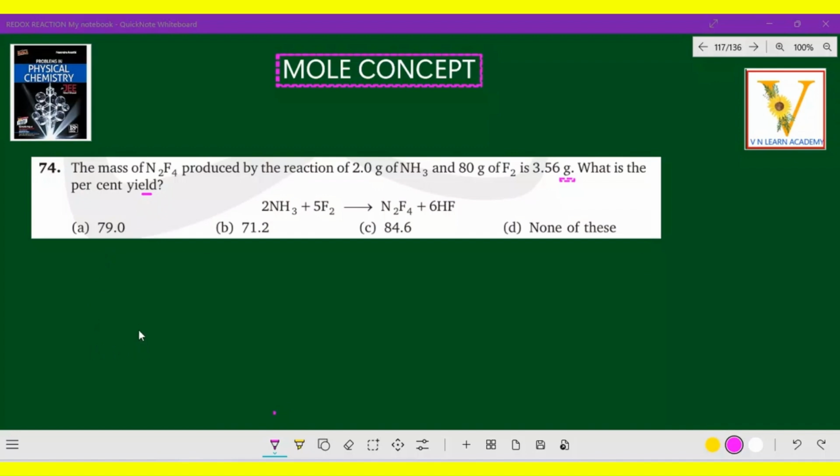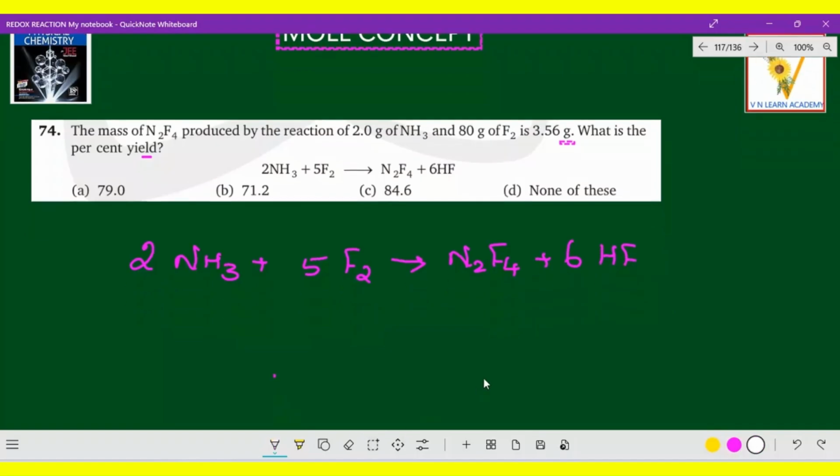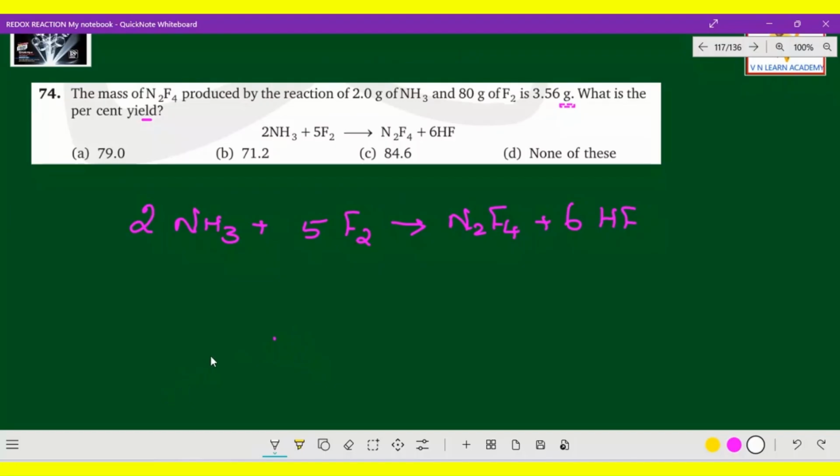Here first and foremost, let us identify the number of moles of each compound. Here 2 moles of ammonia combined with 5 moles of fluorine F2 gives N2F4 plus 6 moles of hydrogen fluoride. Now they have given 2 gram of ammonia and 80 gram of fluorine. That means we can identify the number of moles of each.